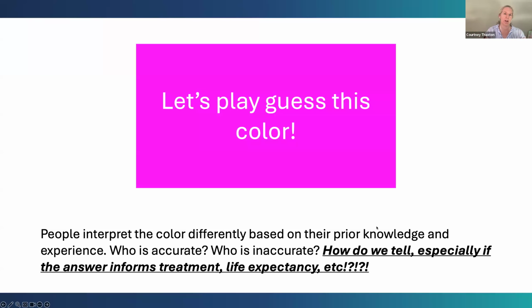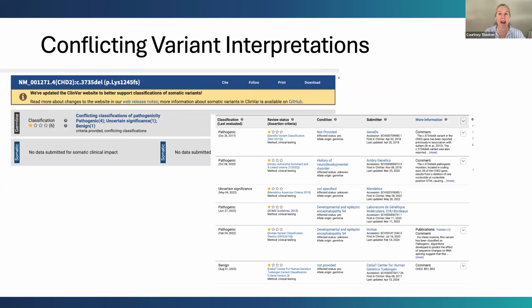Of course, people interpret colors differently, and that's based on our prior knowledge and our experience. It could even be based on our bias. And so really we have to ask who's accurate out of all of these? Who's inaccurate? And how do we actually tell, especially if this answer is going to inform treatment and life expectancy? As a color, it doesn't really matter, right? But when it comes to our health, it may.